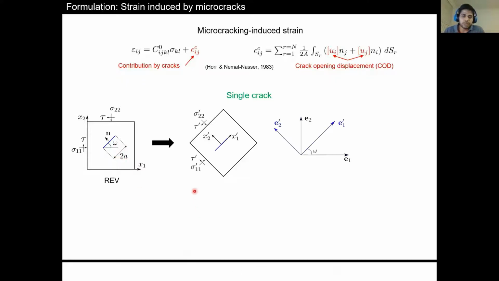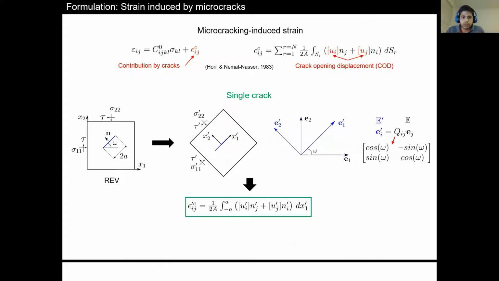It is useful to define a local coordinate system which is aligned with the crack, so that the coordinate x1 prime is parallel to the crack and the coordinate x2 prime is perpendicular to the crack. In the rest of the presentation, we will use the prime notation to denote the local frame aligned with the crack. Using this change of coordinates, we can compute the strain induced by the microcrack in the REV in the local components. For an open smooth crack loaded at infinity by far field stresses, this crack opening displacement can be found using the theory of elasticity as shown.